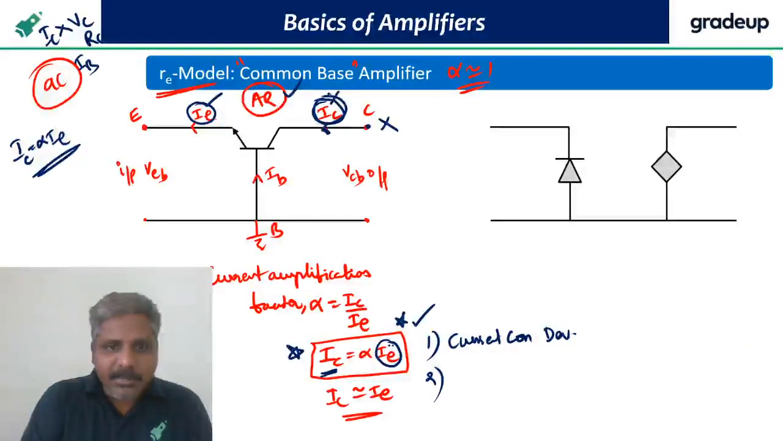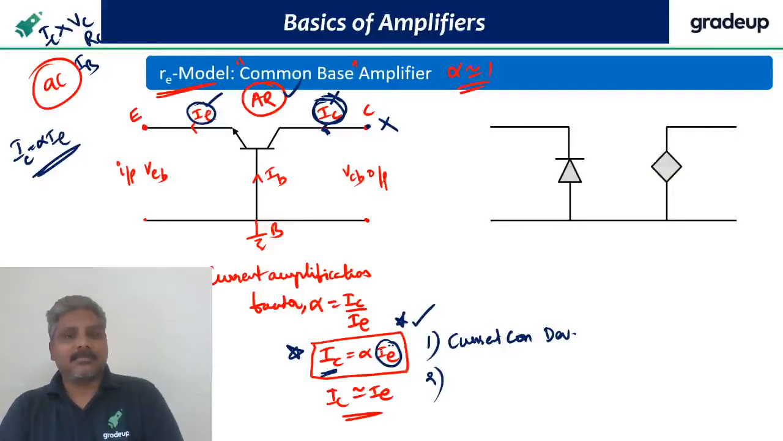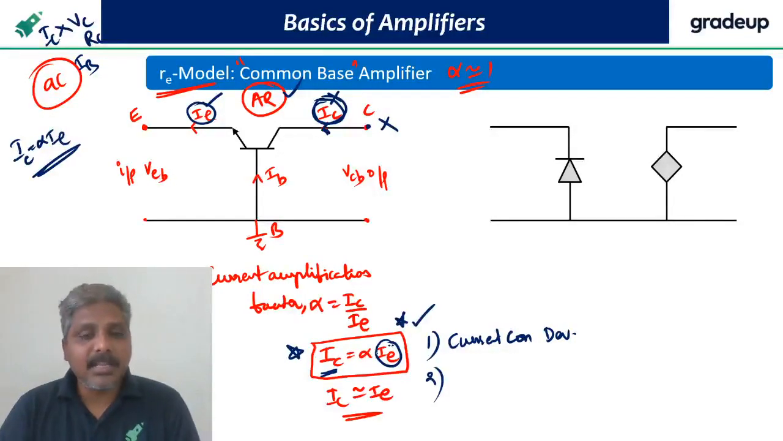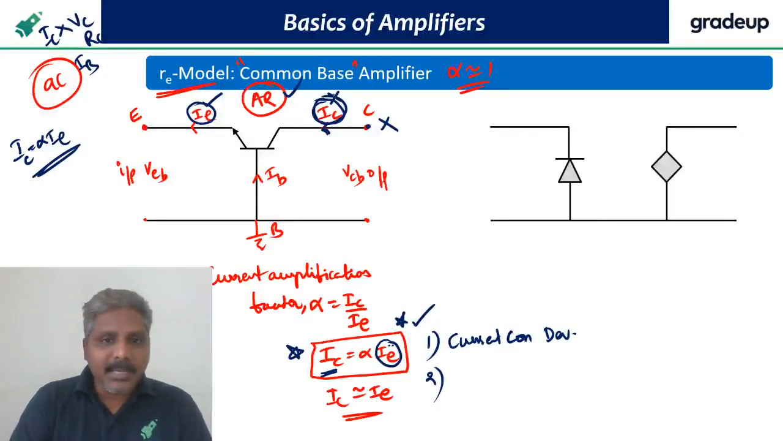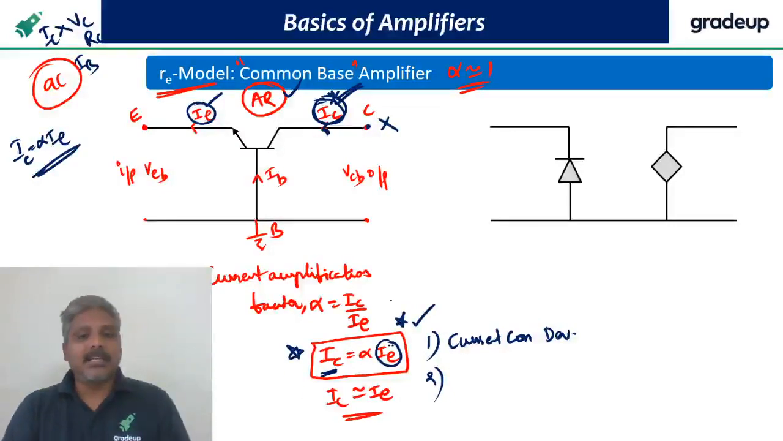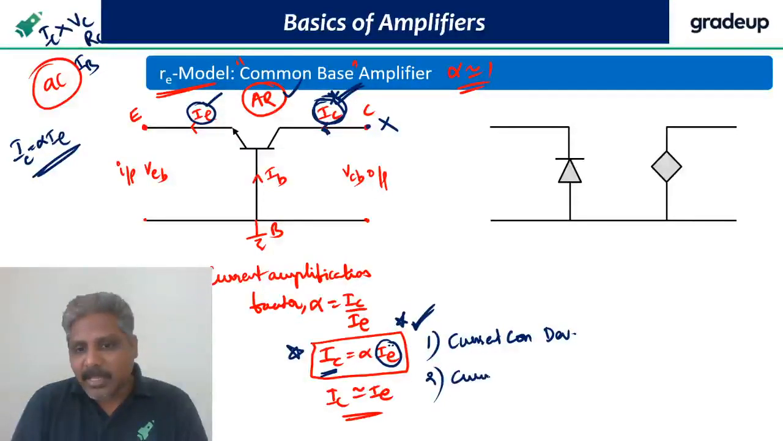When current is not depending on voltage, can I say it is a current source? When current is not depending on voltage, I will call it a current source. Is it not? What is a current source? Current source means the one which does not depend on the voltage. Independent of voltage, the current flows. That is called a source. So my current here, which is flowing in the collector, is independent of the voltage. That means it is like a current source. So my current in the collector is behaving like a current source.